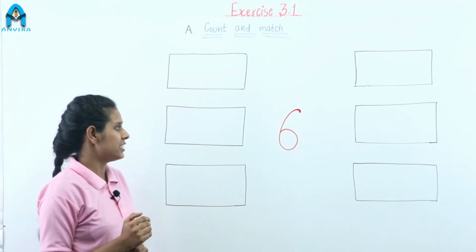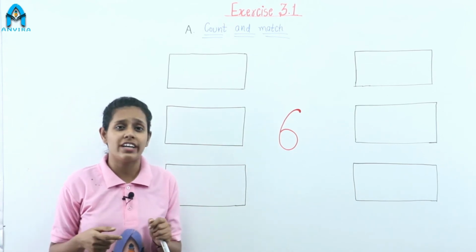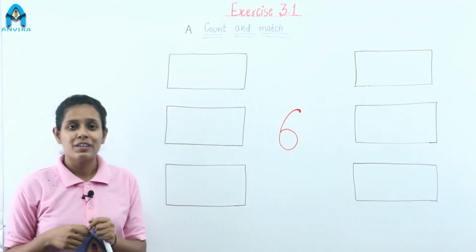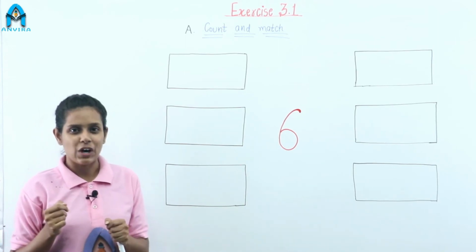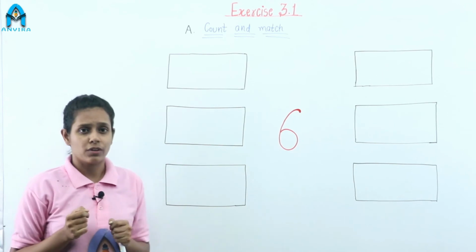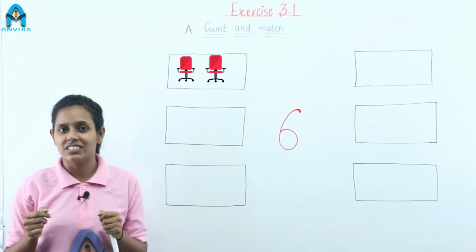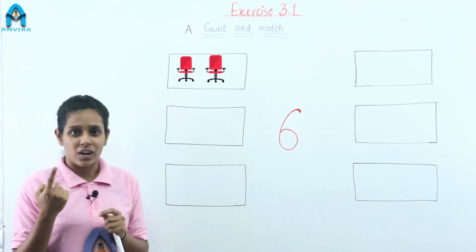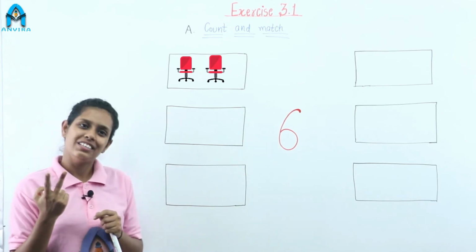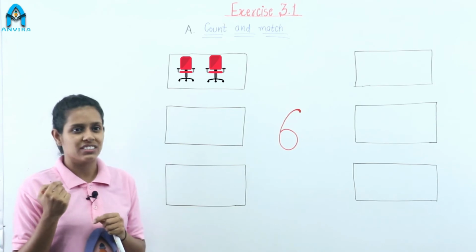Question number 6. Now, which number do you find in this question? Number 6. Now, let's count the object. First object. What is this? Chairs. How many chairs? Let's count. 1 and 2. 2 chairs.